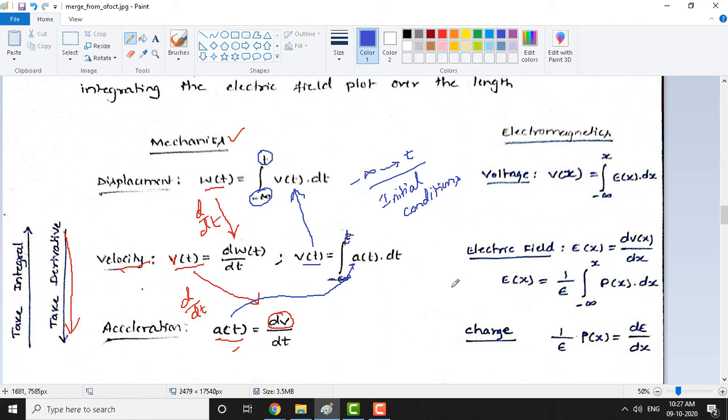Initial conditions. These terms, are you aware of this? Suppose if you want to find out the voltage of a capacitor, what you will do? You will not start from t is equal to 0, right? You will start from minus infinity to t. This is called initial conditions.